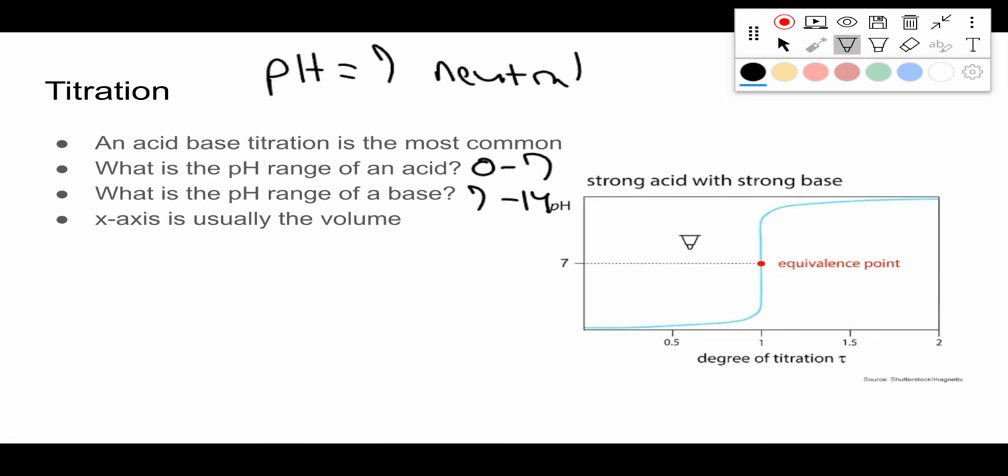On these titration curves, your x-axis is usually going to be the volume, your y-axis is the pH. And so on this problem, it says a strong acid with a strong base, so this is still an acid because the pH is below 7. Equivalence point is where we have an equal number of moles. That's what we're working out on, it's where the moles cancel each other. And then this is going to be base because it's above 7.